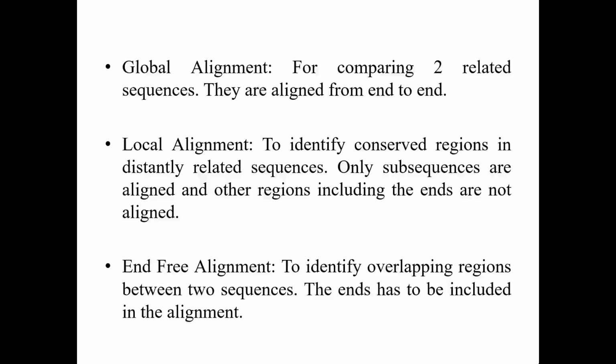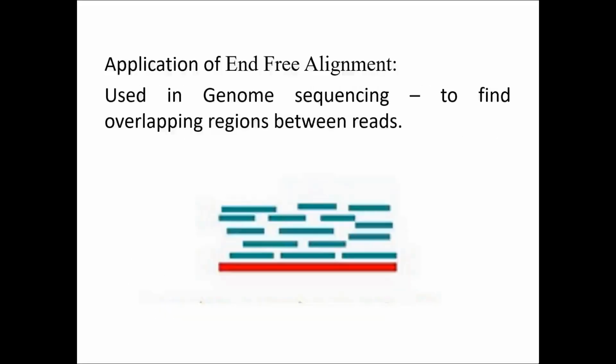Whereas end-free alignment is done to identify overlapping regions between two sequences. Here the ends have to be included in the alignment. End-free alignment is mainly applied in genome sequencing to find the overlapping regions between the reads to build the contigs. So here these are the reads, that is, small stretches of sequences. Overlapping regions between these sequences are found and then used to build the contig sequence.